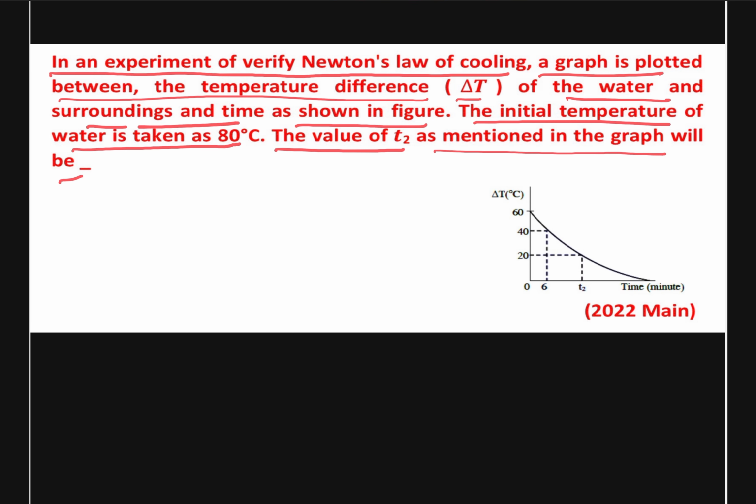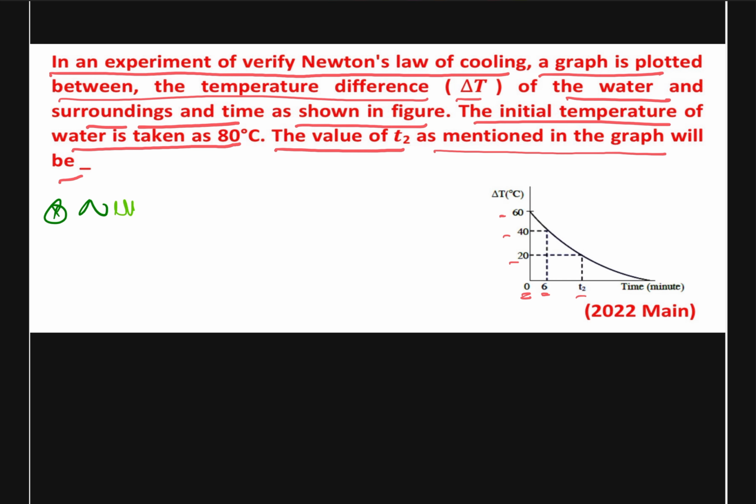So a basic graph is given to us. Initially it said that the water is at 80 degrees centigrade, and this graph states that when our time is 0, the difference in temperature is 60. When time is 6 minutes, it is 40, and T2 is given as 20. Because it directly mentions Newton's law of cooling, we are going to use that particular equation or formula.